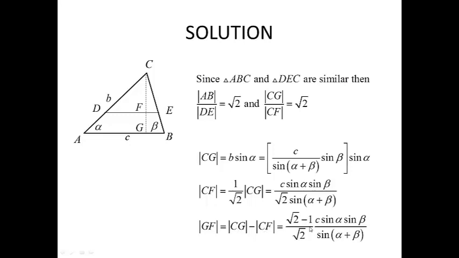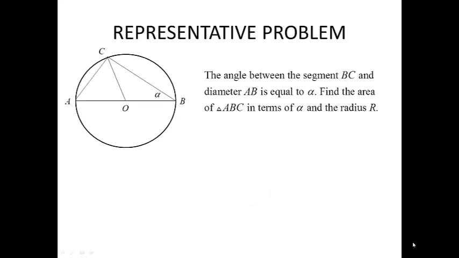In this problem, we have a triangle ABC inscribed in a circle. The base AB is a diameter. The chord BC forms an angle alpha with the diameter. The radius of the circle is equal to r, and our task is to find the area of ABC in terms of alpha and r.